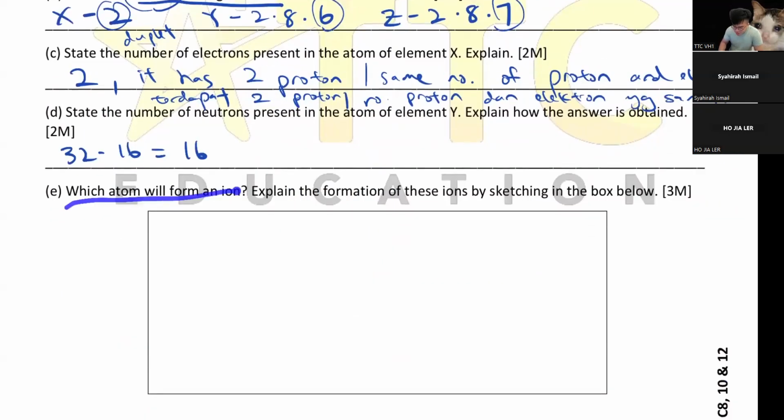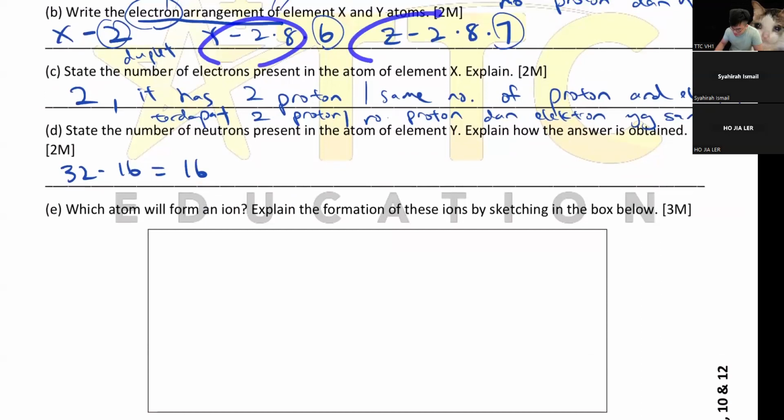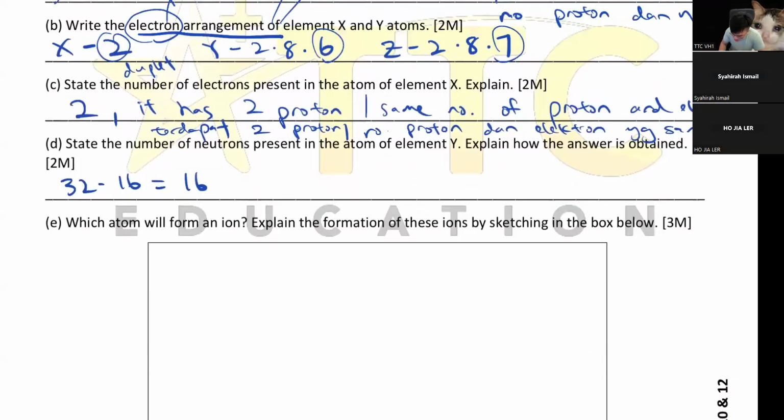So which atom will form ion? Who will take electron or throw electron? Very easy, like I said, Y and Z, these two. So explain the formation of ion. Okay, let's just take Y lah. Y, she is very unhappy. Because she is 2, 8, 6.